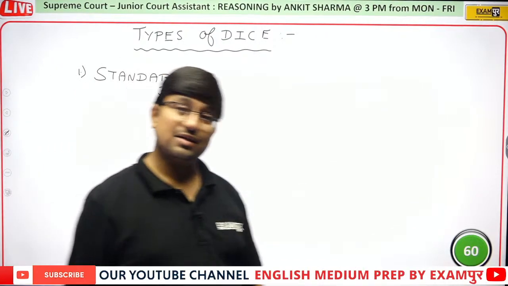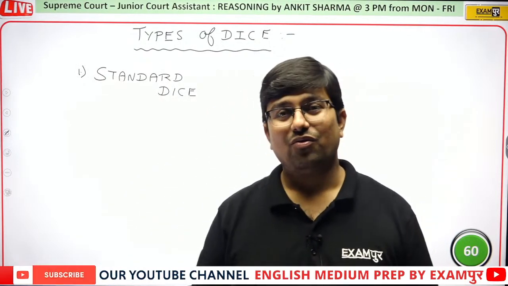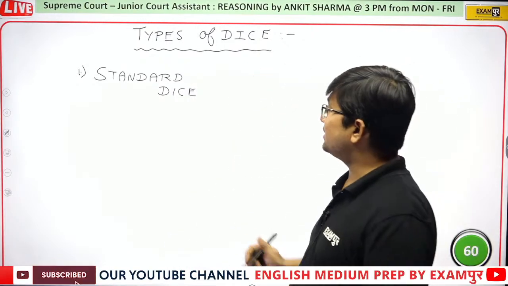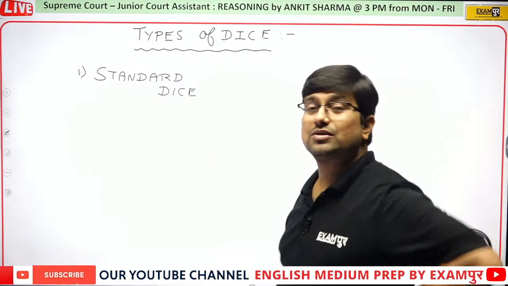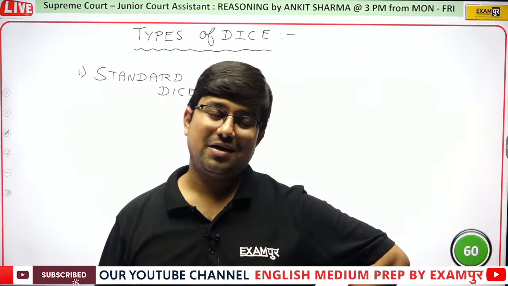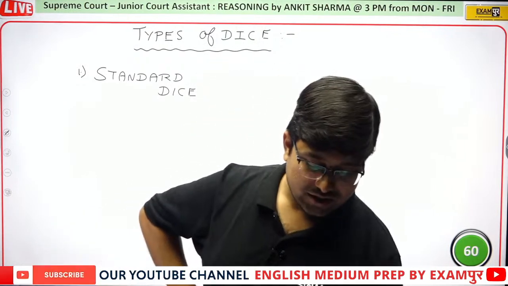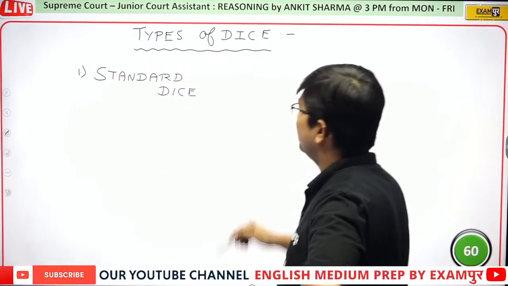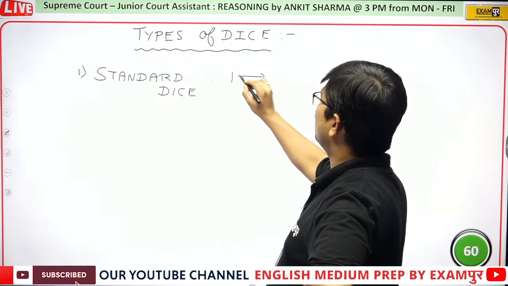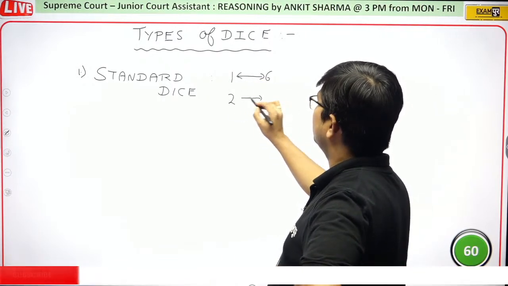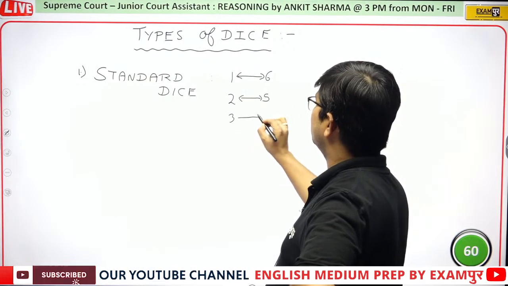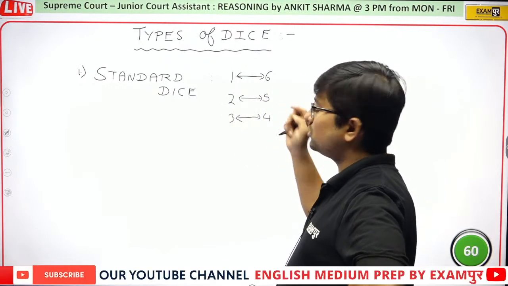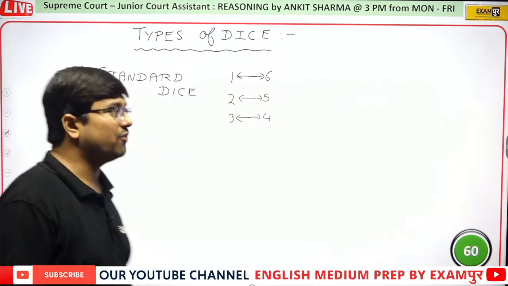Now the question is, what is a standard dice? The dice of a Ludo is a standard dice, and the definition is that a dice in which the sum of the numbers on opposite faces is always 7 is a standard dice. For example, the face opposite to 1 is 6, opposite to 2 is 5, opposite to 3 is 4. This is the definition of a standard dice.